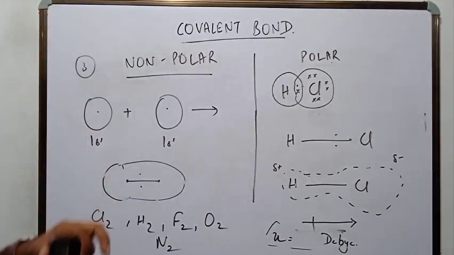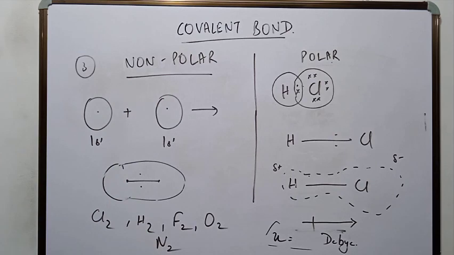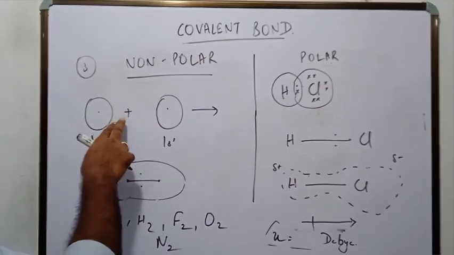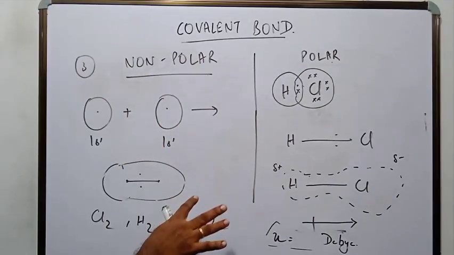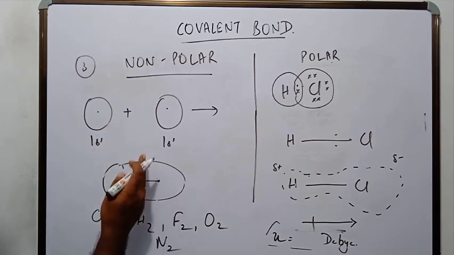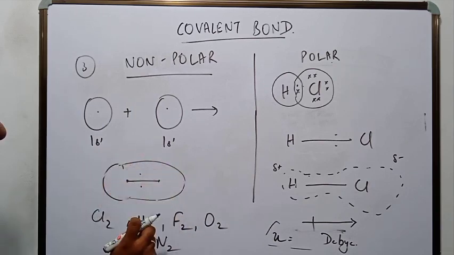So we have seen here that covalent bonds are of two types depending upon whether charges are developed along the bond length. The first is non-polar. Here identical atoms of the same electronegativity approach each other. The shared pair of electrons is shared equally, and the cloud is uniformly distributed. No charges develop. Examples we have given.